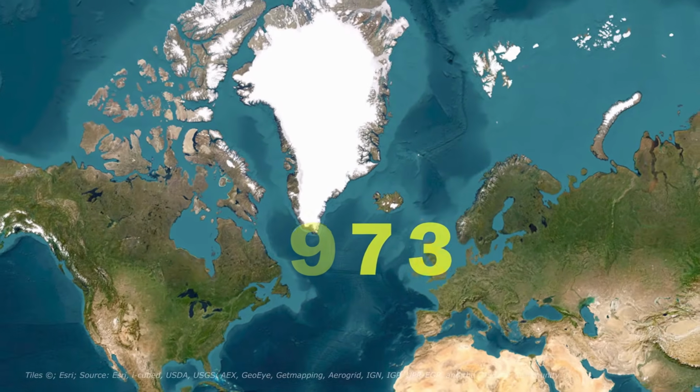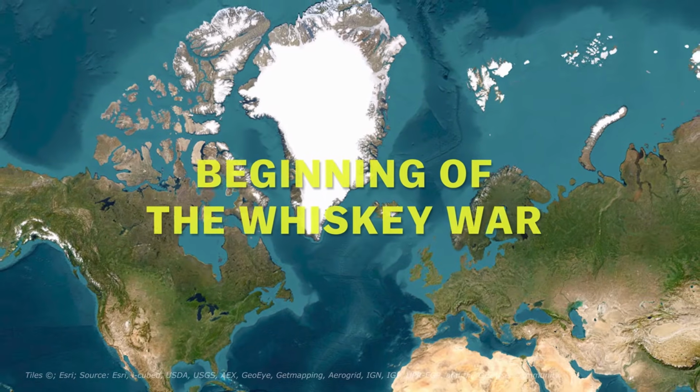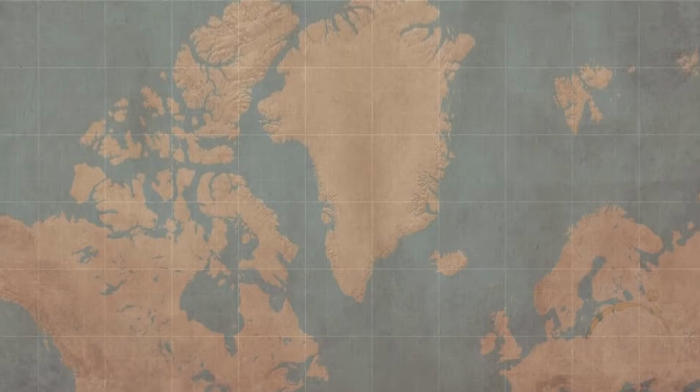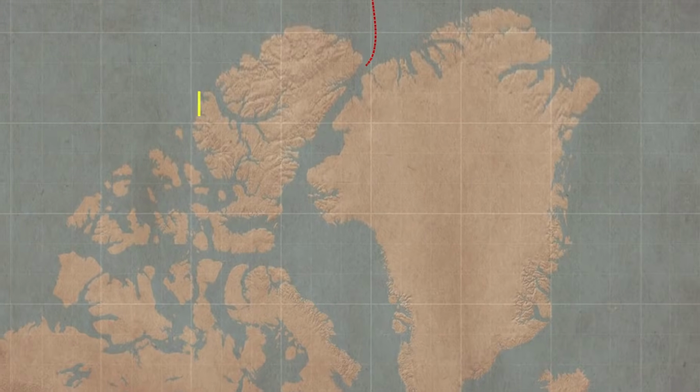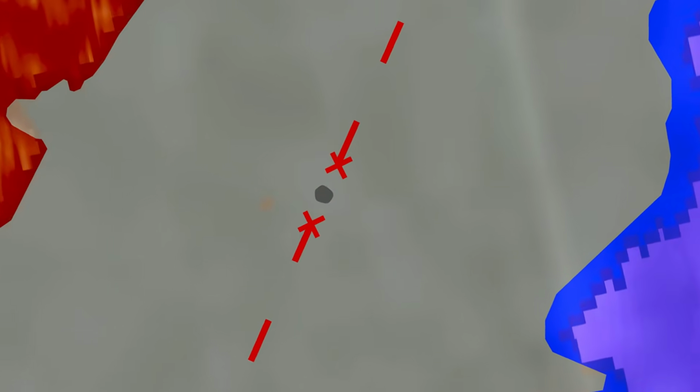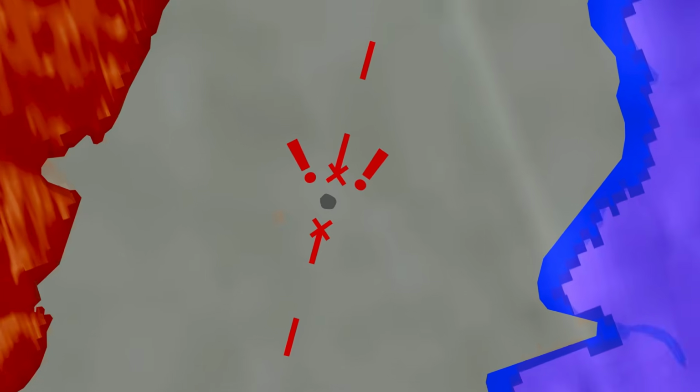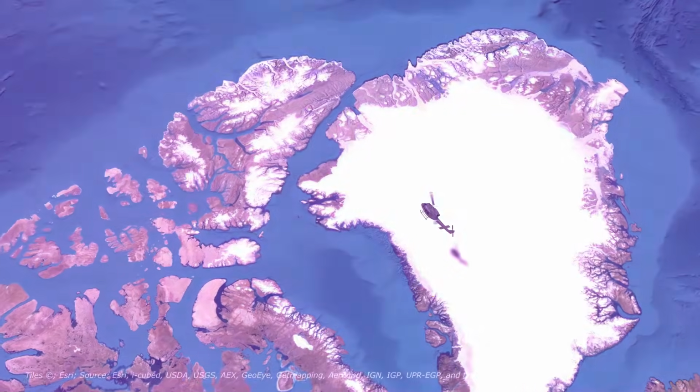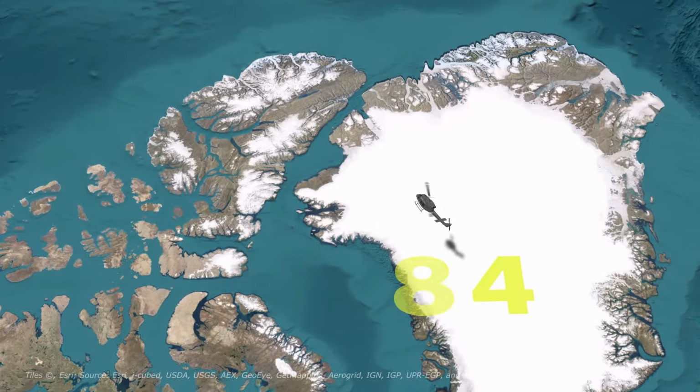1973 is considered to be the year of the beginning of the Whisky War. Canada and Denmark signed a treaty to demarcate the maritime border between Ellesmere Island and Greenland. The treaty deliberately left the border at Hans Island undefined, as both states claimed Hans Island as part of their territory. In 1984, something interesting happened.